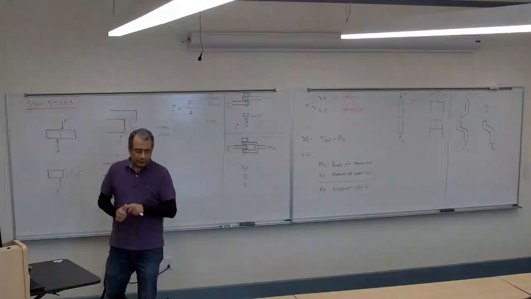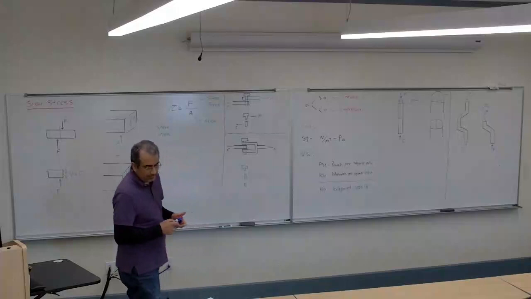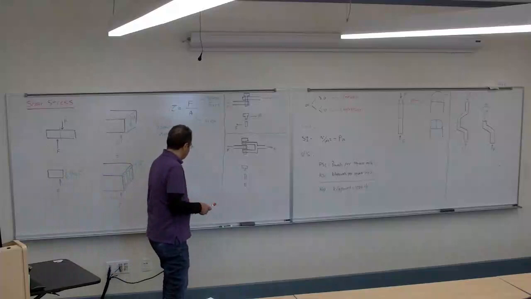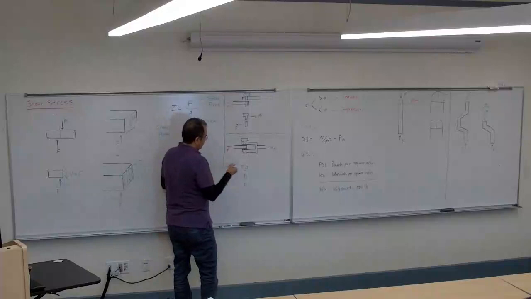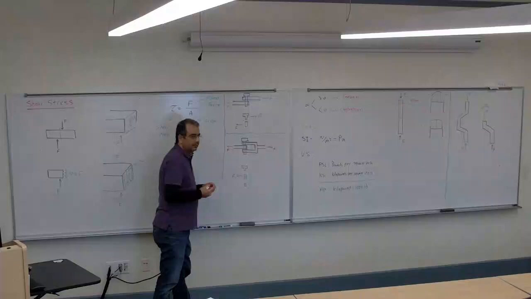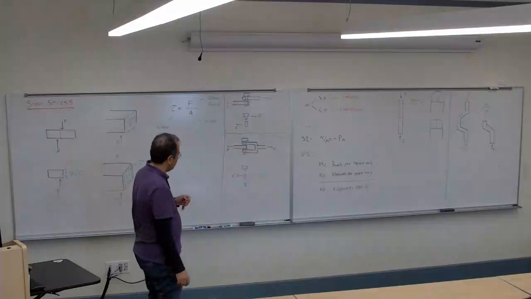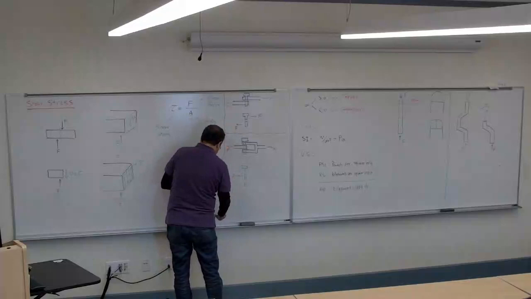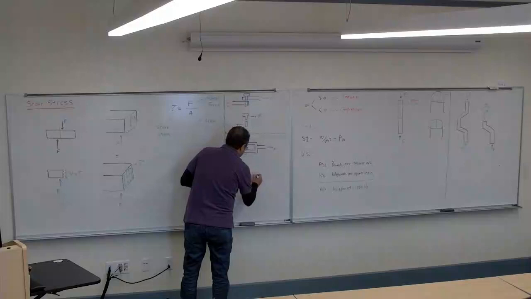So, if this is the case, how would the force apply on that? I know F would be applying on this one. There's going to be half of it on each of those surfaces. If I want to put it, it's going to be half of F.